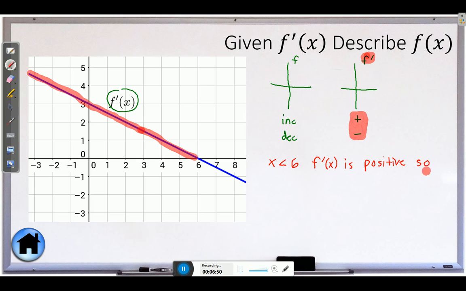So, what does that tell me? Well, that tells me the original function must be increasing. So f must be increasing.